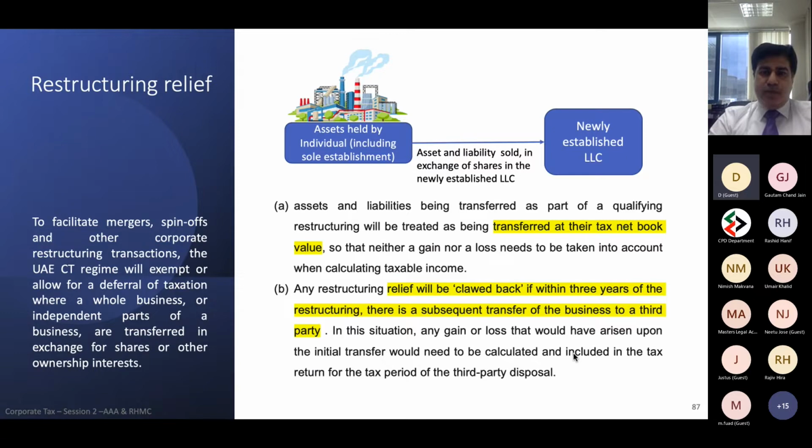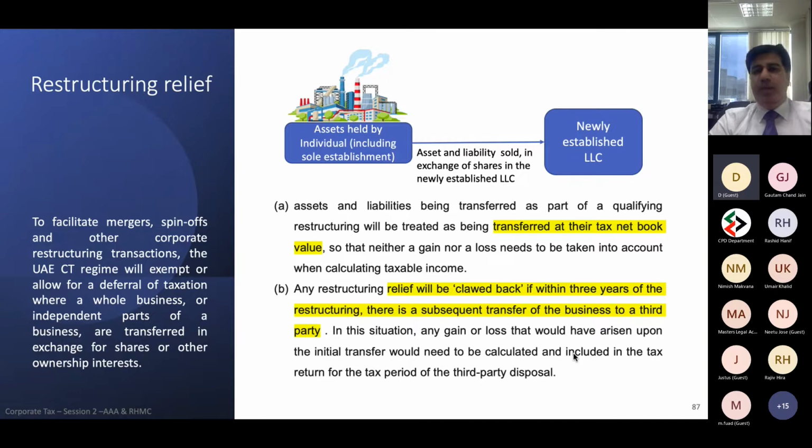Now there is one more section which is being provided. Again, I'll use a word. This is again a deferment of tax, which is a restructuring relief. To facilitate mergers, spin-offs, and other corporate restructuring transactions, the UAE corporate tax will exempt or allow deferral of taxation where a whole business or an independent part of the business is transferred in exchange for shares or other ownership. Now, there can be various sectors, various categories. I've taken a small example. An asset is held by an individual, including a sole establishment for example, and he's selling or transferring the asset and liability to get shares in a newly established LLC.